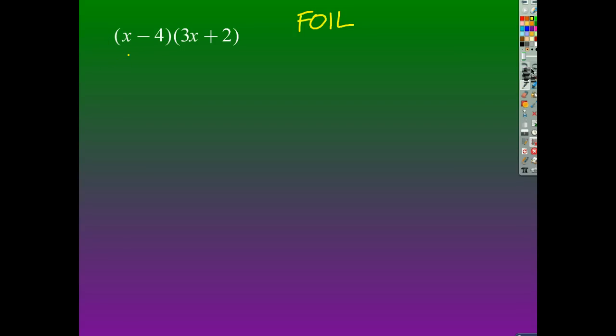Yes, I lost my train of thought. Okay, let's start this over. I use it sort of as a modified version here, and I don't necessarily use FOIL. I use it as sort of a modified distributive property. There we go. That's what I was trying to say.